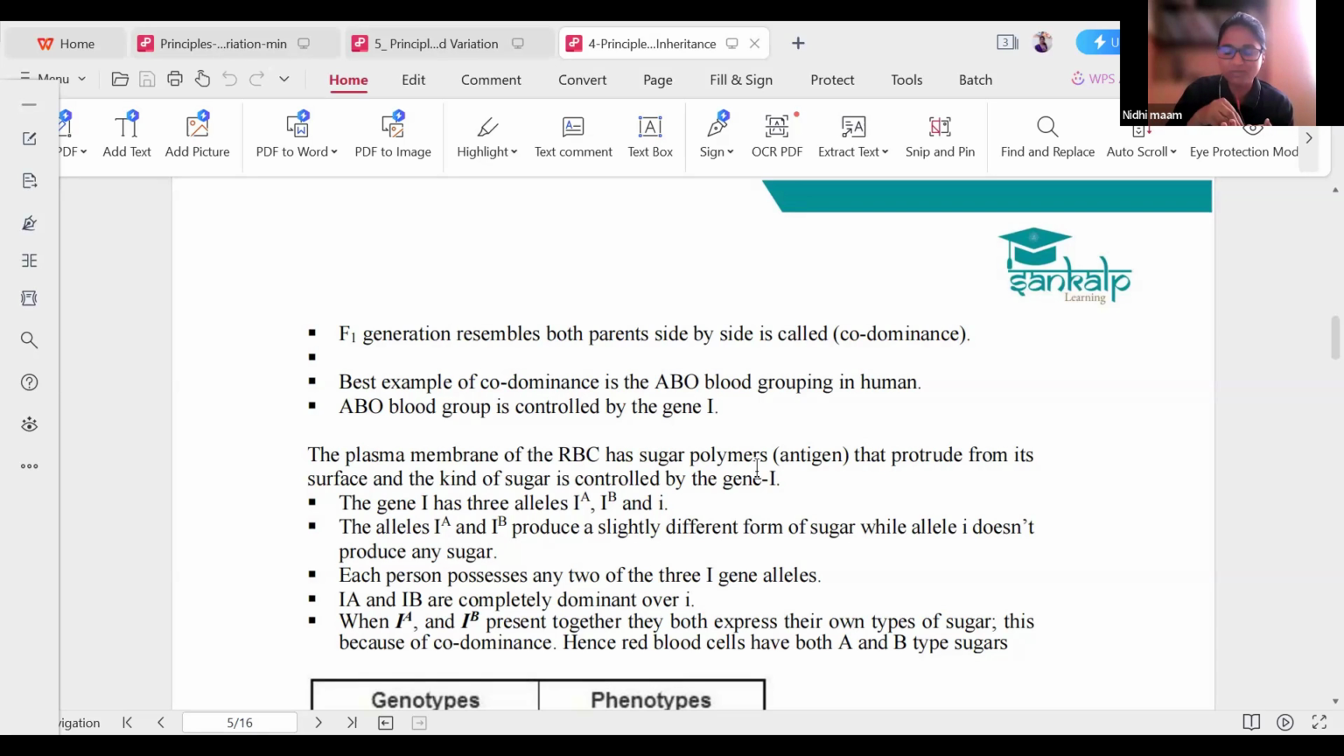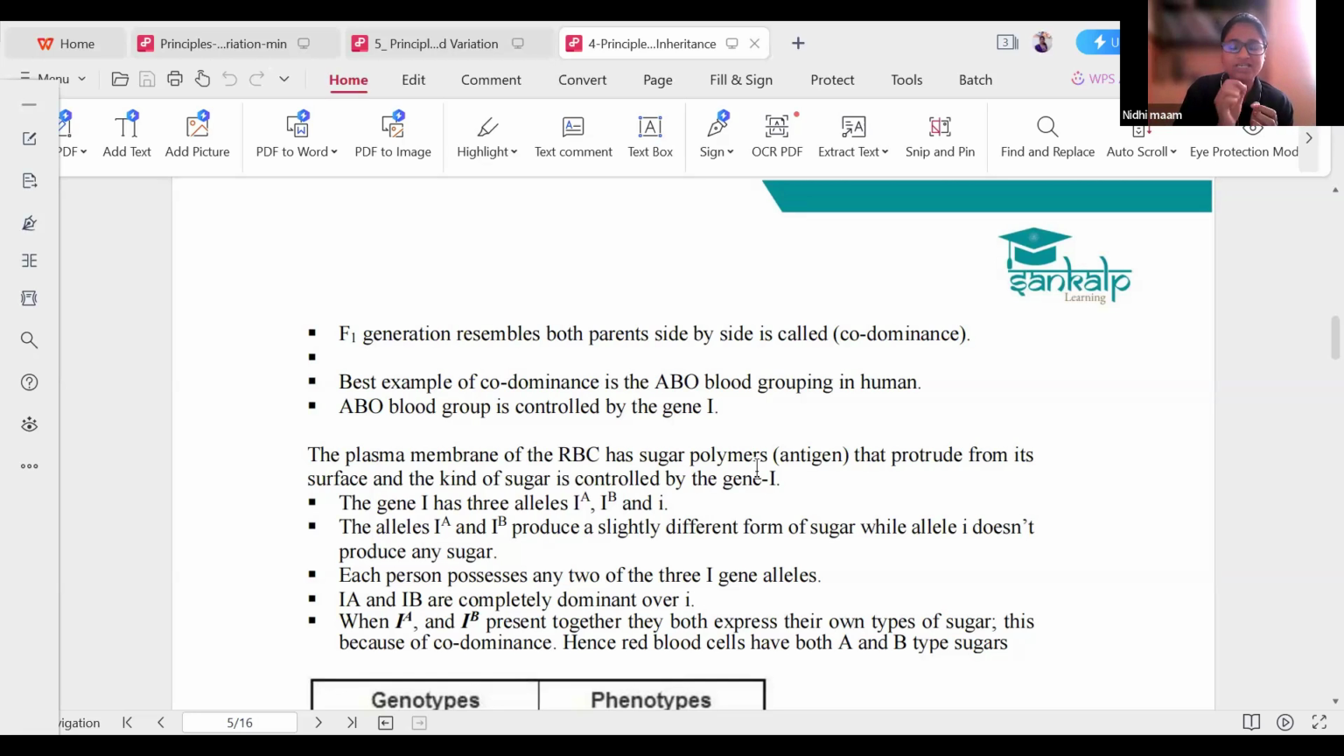That sugar polymer or antigen will protrude out, it will extend from the plasma membrane. Just remember the glycoprotein structure, the long chain structures we see in organic chemistry. So these structures come out from the RBC membrane, and these are the antigens. Those chains or those protrusions are controlled by the I gene.